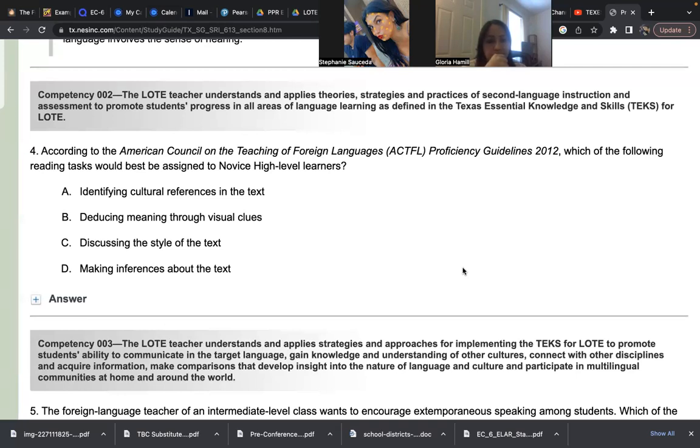Identifying cultural references in the text. Discussing, maybe not discussing yet. The style goes way past that. Style is when you already understand the language, and now we're talking about the nuance of the language, this particular style. So I feel like that is above novice high at this moment. Yeah, that's too high for them.